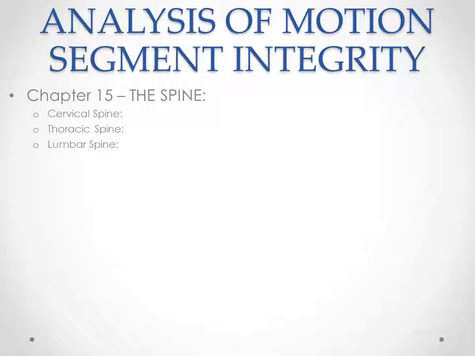Okay, so now that we know that the AMA guides require certain x-rays for the determination of permanent impairments of the spine, of the upper extremities, and of the lower extremities, let's get into an analysis of motion segment integrity, and let's see what the guides have to say in order to guide us in determining permanent impairment due to alteration of the motion segment integrity.